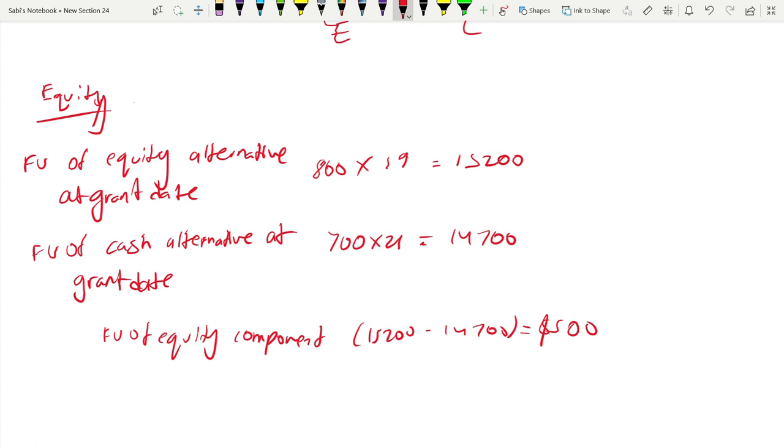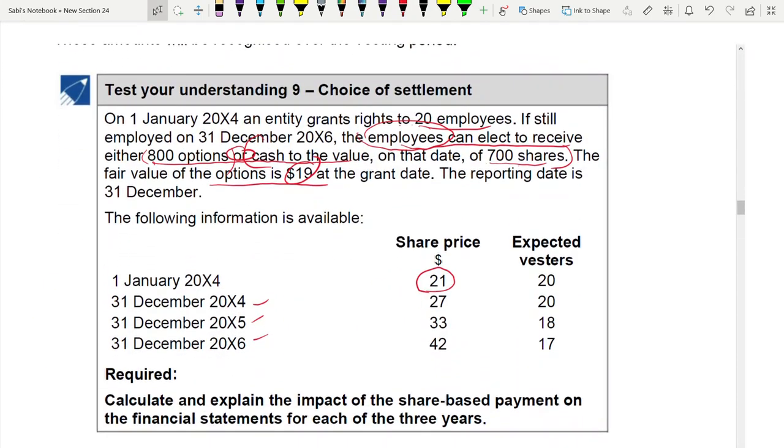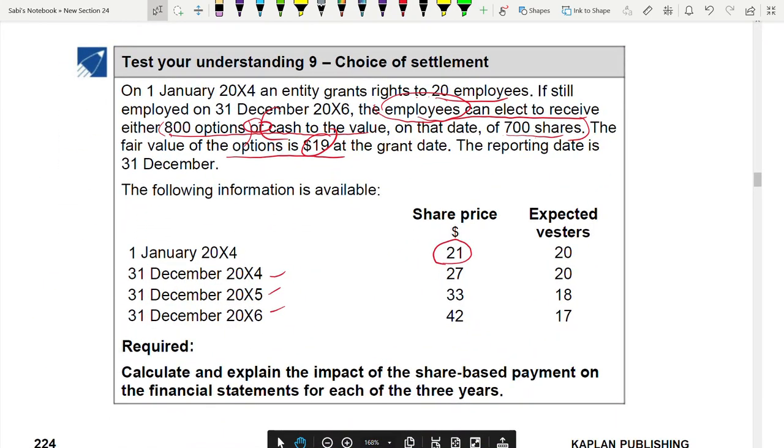Okay, and this is how you do the accounting per the rules. First, year ended 31st December 2004. First work out the equity component, then the liability component. Then comes the double entry. See, equity component is, go by the expected vesters. 2004 starts from here. It's 20. 20 is the expected vester. Options 800.